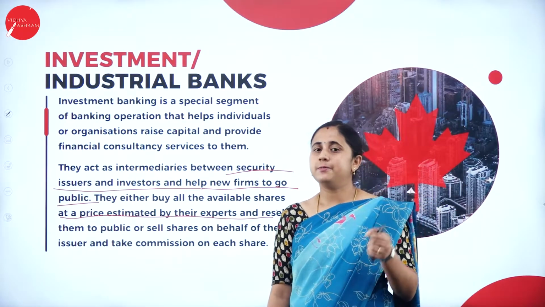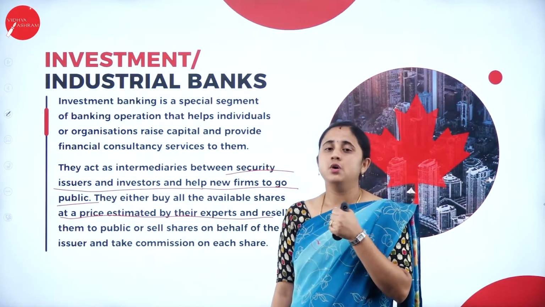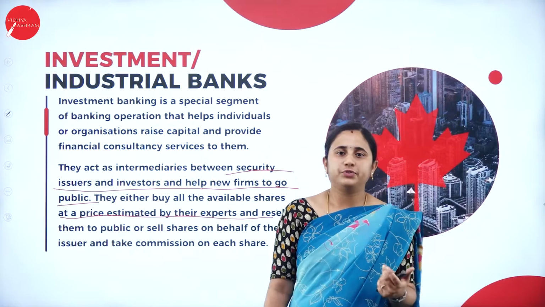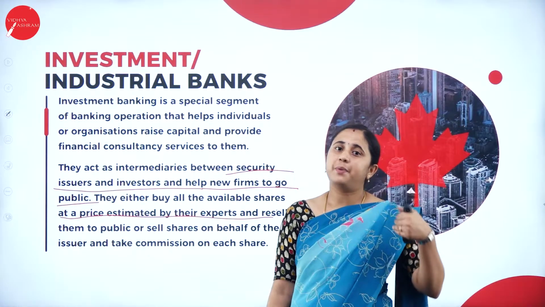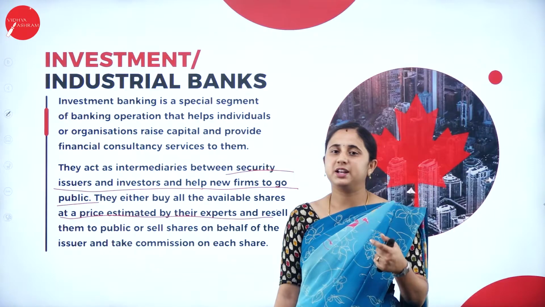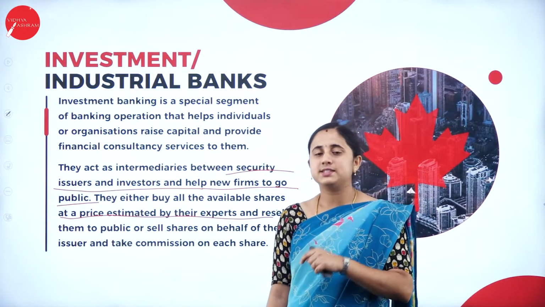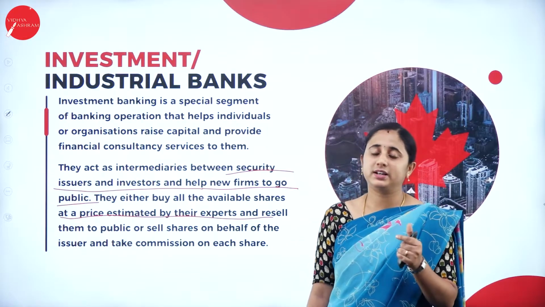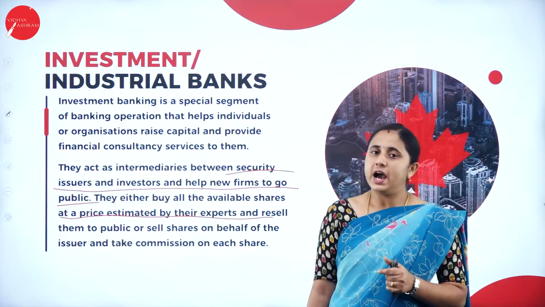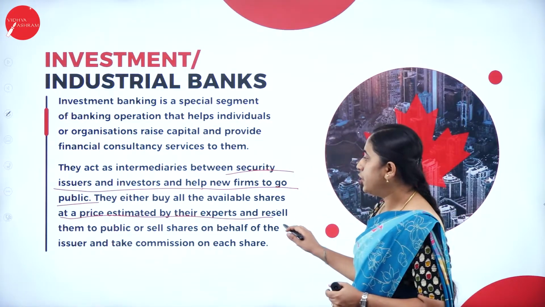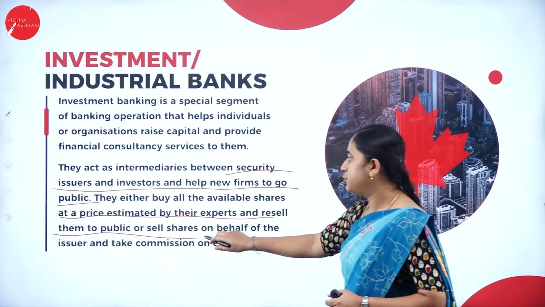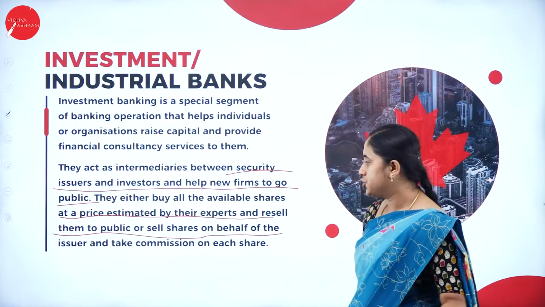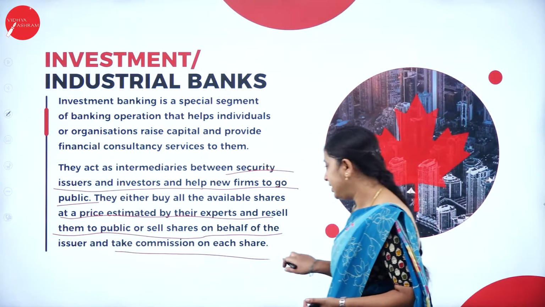As I told you earlier, the investment bank is going to purchase all the available shares of the company. The price is estimated by their experts. Based on that price, they purchase all the available shares. Only the investment bank is going to purchase all the available shares. Then they resell them to the public, or sell shares on behalf of the issuer, and take the commission on each share.